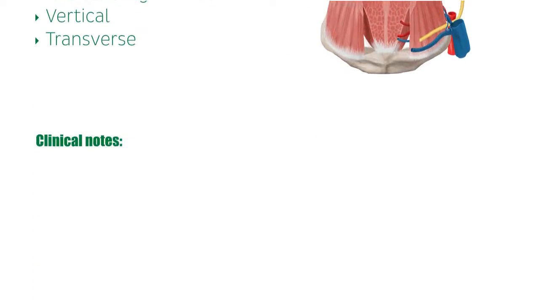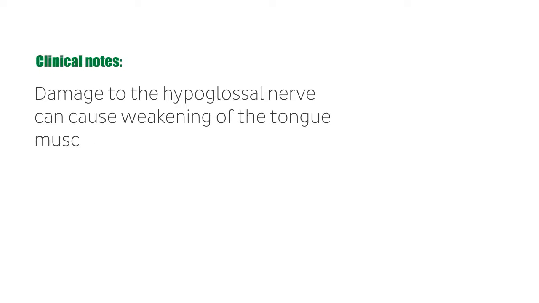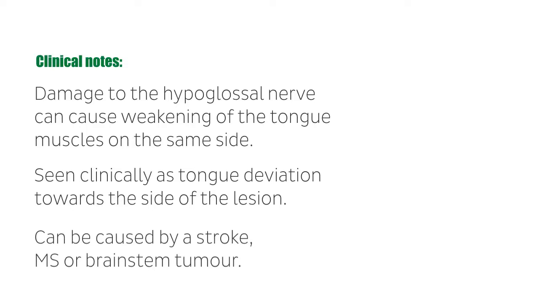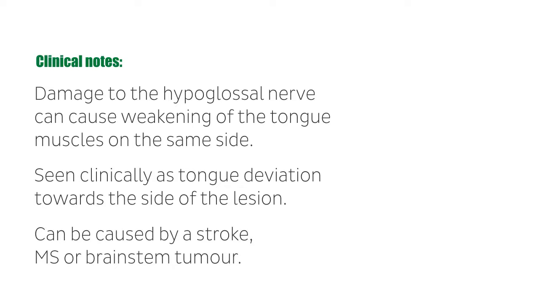To finish off this tutorial, we'll go over some clinical notes related to the tongue. As 7 out of 8 of the muscles of the tongue are supplied by the hypoglossal nerve, damage to one of these nerves can cause weakening of the muscles on the same side of the lesion. It can also cause unilateral paralysis, which is shown clinically as the tongue deviating to the same side of the lesion when the tongue is protruded. Damage to the hypoglossal nerve can be caused by strokes, multiple sclerosis, or brainstem tumours.